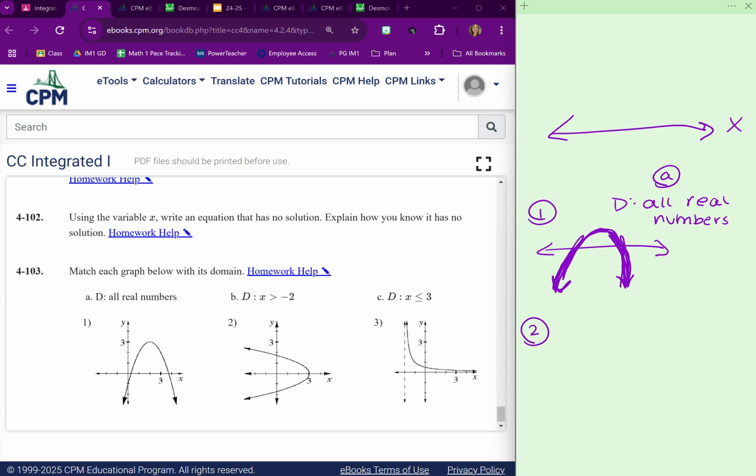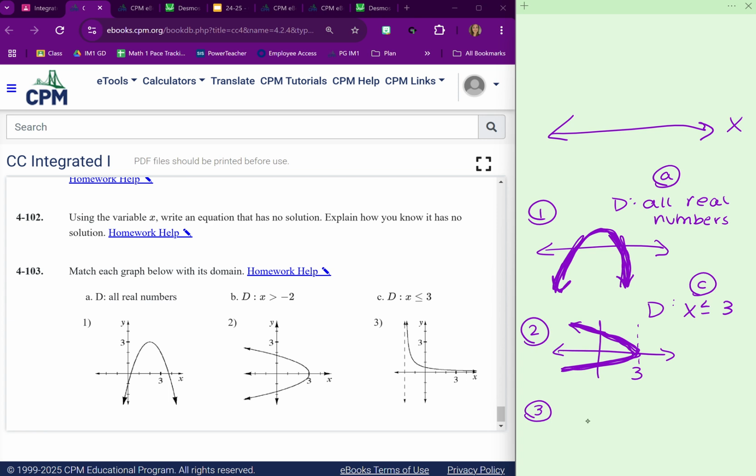For graph number 2, we have this sideways parabola. Okay, again, domain is measuring how far we go left and right. I can see that on this graph we will go left forever, but we won't always go right forever. We have this boundary. Okay, this stops us from going any farther right at 3. So this domain, we use all the x's that are less than or equal to 3, and that's option C.